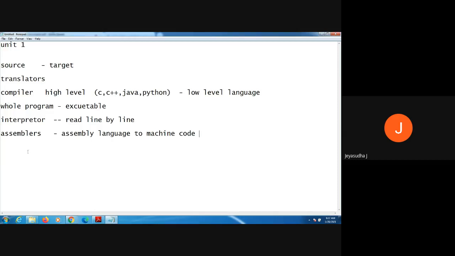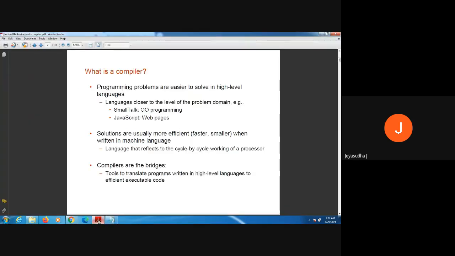So this is the main basic part. A compiler is just a translator only. It is going to convert your high level language to a low level language. The same thing is happening in the interpreter and assembler also. The only difference between a compiler and an interpreter is that you read line by line and process it. In the case of assemblers, you convert from an assembly language to a machine code. So this is what has been explained here.